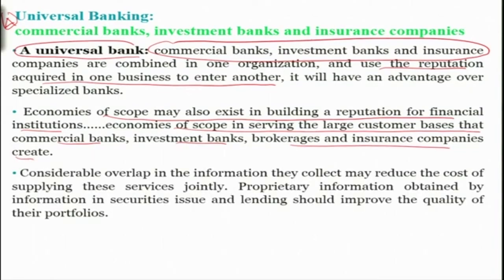So this considerable overlap in the information they collect may reduce the cost of supplying these services jointly, right, because of the economies of scope that we see here. Proprietary information obtained in securities issue and lending should improve the quality of their portfolio. Universal banking also increases the points of contact a bank has with a firm, expanding the number of services and improving its information acquisition and monitoring.